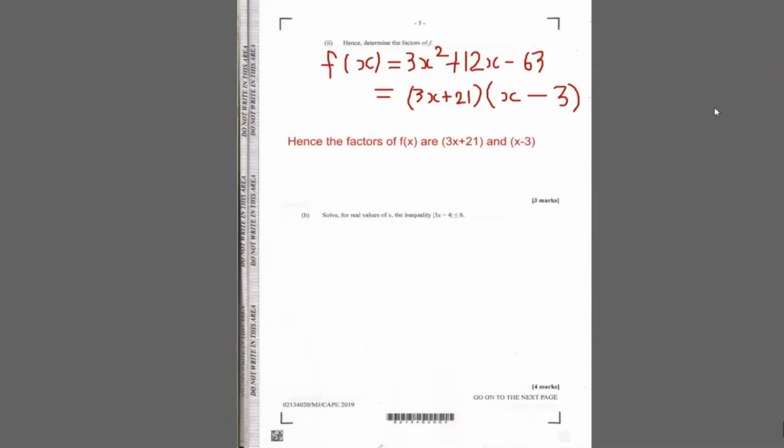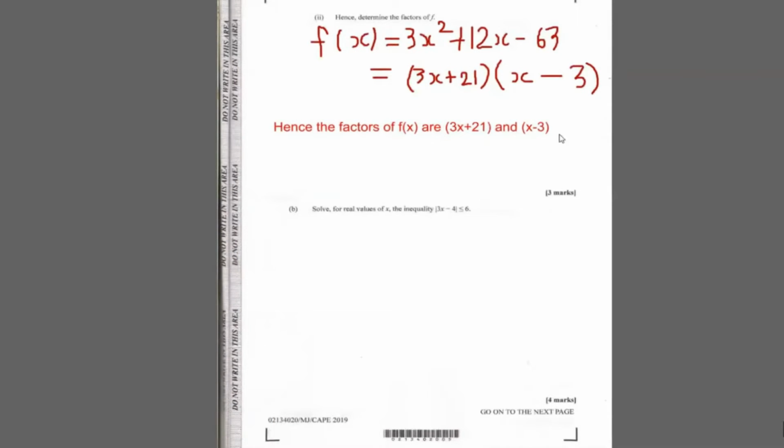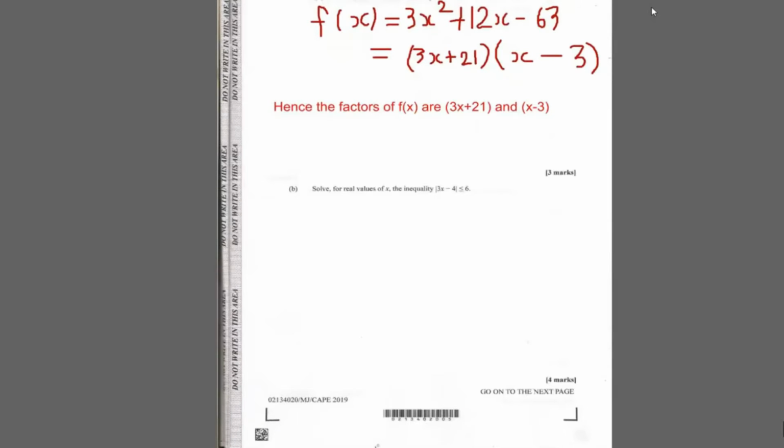Nice. Now the second part of the question, part B, says solve the inequality: the modulus of 3x minus 4 is less than or equal to 6. Solving mod equations, that means that 3x minus 4 is less than or equal to 6 and greater than or equal to minus 6. All we have to do then is add 4 to both sides. Adding 4 to both sides, we get 3x is between 10 and minus 2.